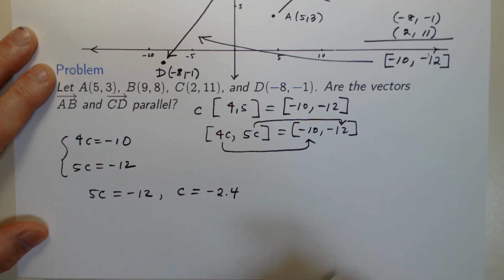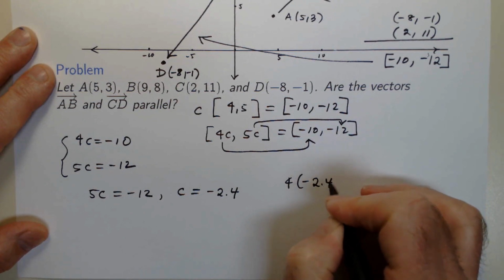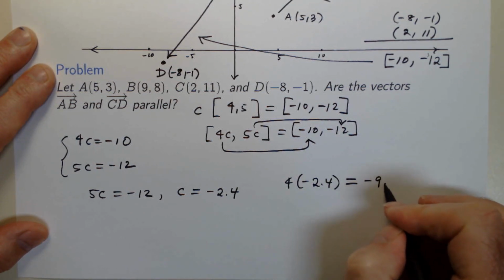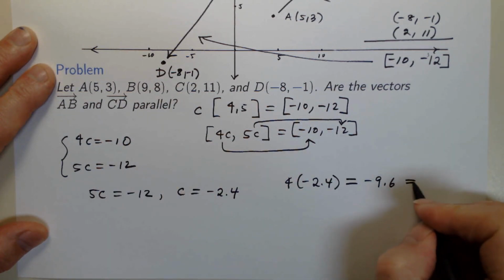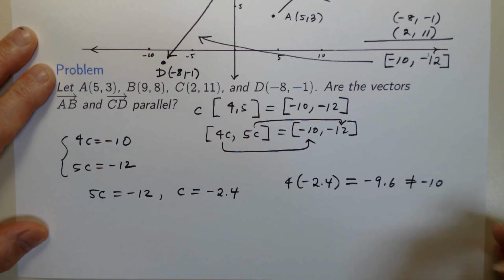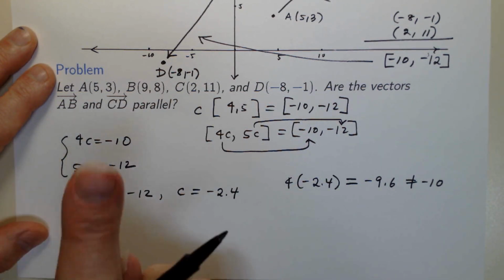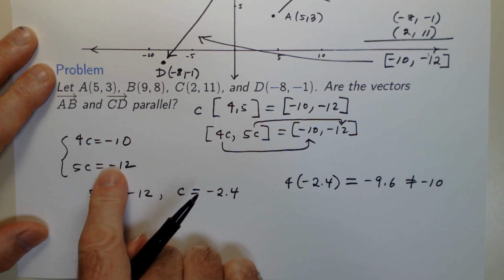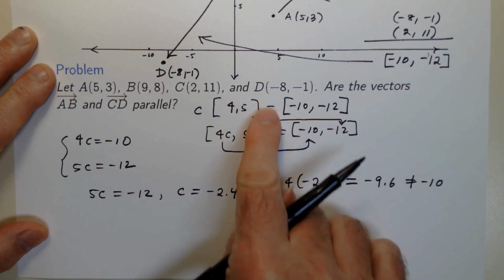All right, so let's plug it in. So I'm going to take 4 times negative 2.4. When you work this out, you're going to get negative 9.6, and that is not equal to negative 10. It's close, but it doesn't work. And so what that's telling me is that there is no single number c that can satisfy both of these equations simultaneously. So I cannot find the number c that scales this vector into that vector.